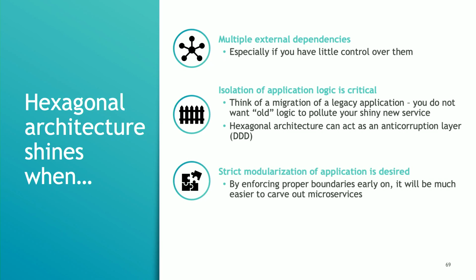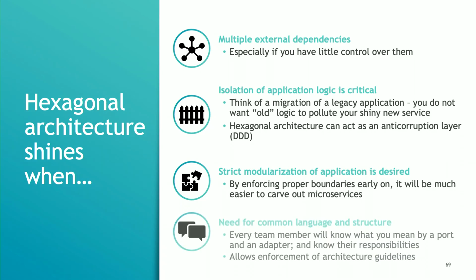It also shines when strict modularization of the application is desired, because when you enforce proper boundaries early on, it will be much easier to carve it into smaller services later on. And I think the most important benefit that you get from it is that it provides a common language and a common structure. So when you're in a team and you're speaking about dependency inversion, or a better example, the tasks of an adapter or the tasks of a port, then everybody knows what is meant by that if we agreed to have hexagonal architecture. And it also allows enforcement of architecture guidelines, for instance, using ArchUnit tests.